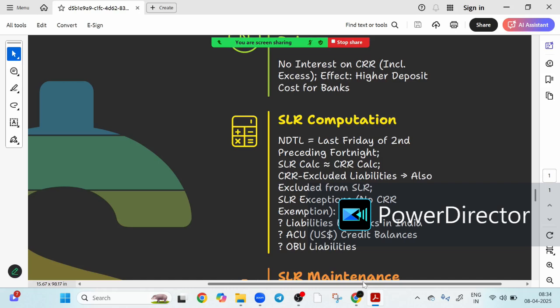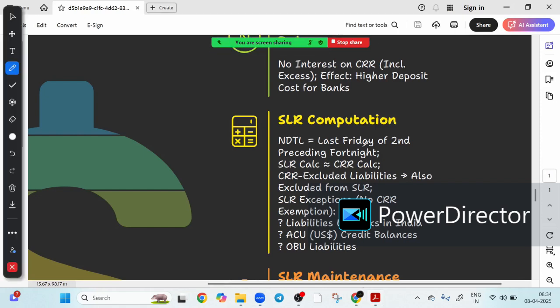Now friends, if we talk about SLR, this is also calculated on a fortnightly basis, but maintained in the form of liquid assets. I told you what the liquid assets are: cash, gold, approved government securities. They are based on NDTL, net demand and time liabilities, and they are calculated as the average of the second, third and fourth Friday of the preceding month. Remember, second, third and fourth Friday of the preceding month.